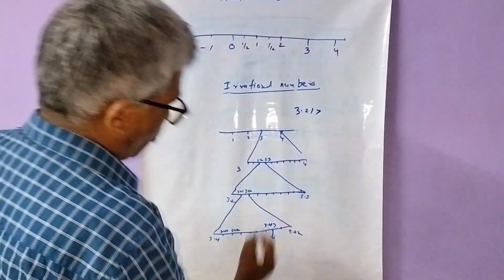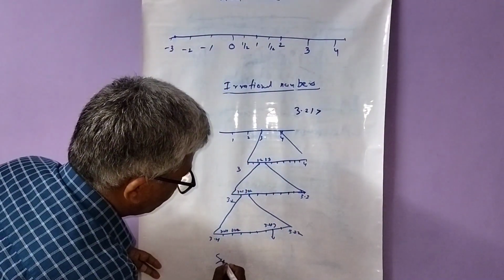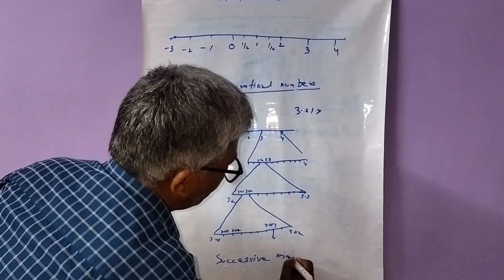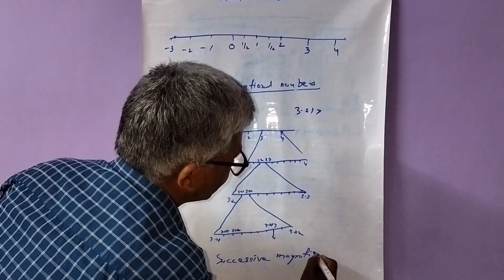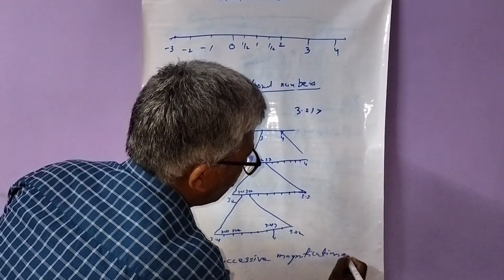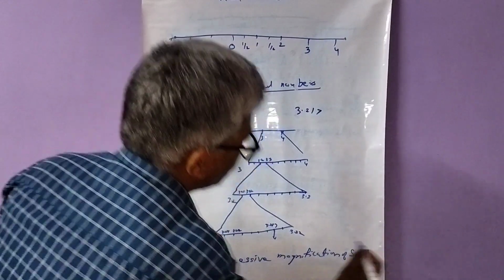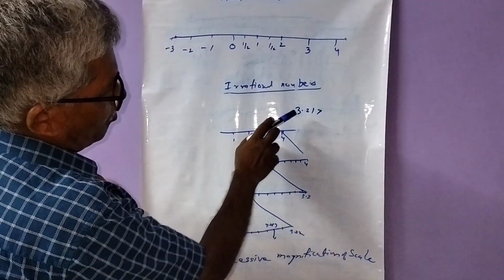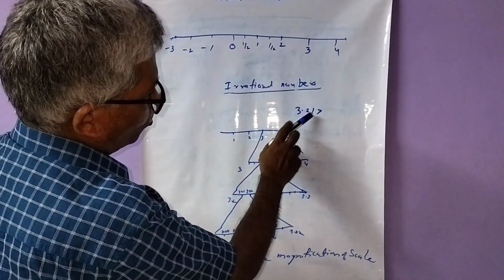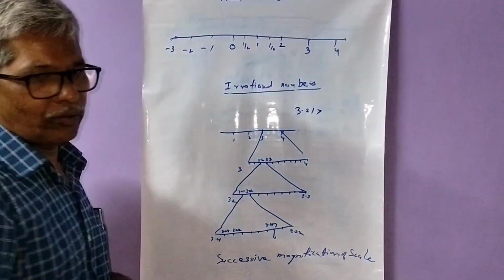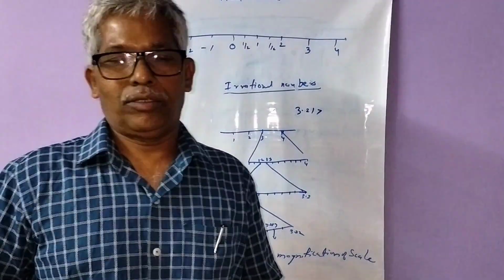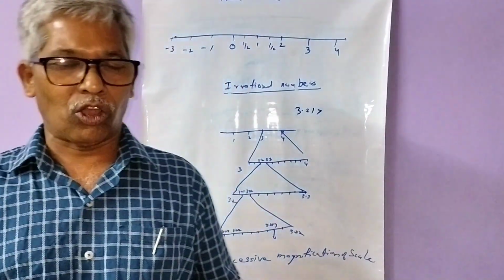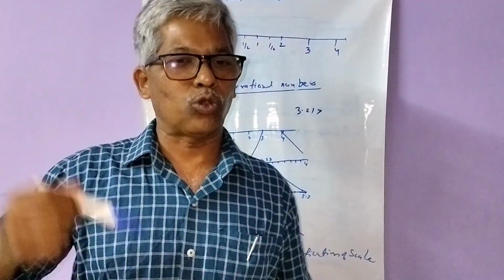So this is called successive magnification of scale. And this is how we get to the point where 3.217 lies. Now the properties and identities of real numbers will be dealt with, along with some problems, in successive parts of this.